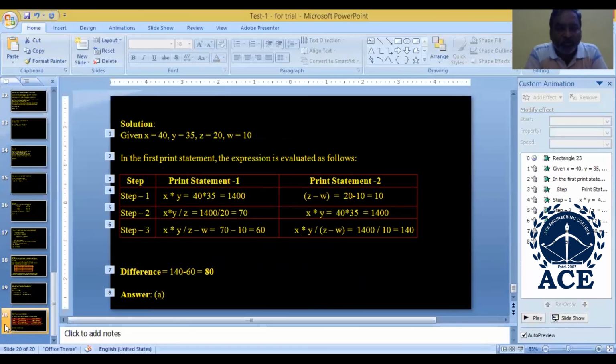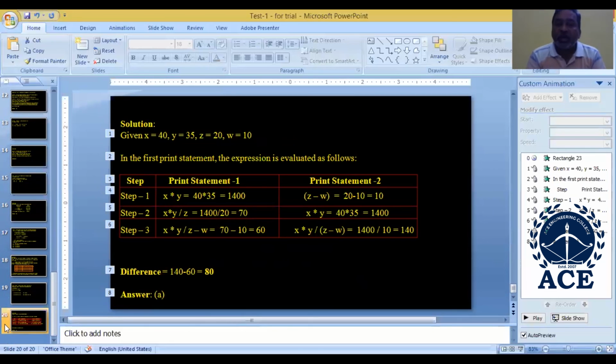Right. We'll see. Again, to understand this program, we'll go by the way we did for the previous two problems. Given that x is equal to 40, y is equal to 35, z is equal to 20, and w is equal to 10, all are integers, so truncation takes place. I need not tell again about it. I have made a tabular column with step 1, step 2, print statement 1 and print statement 2, for comparison purposes, very simple, table looking.